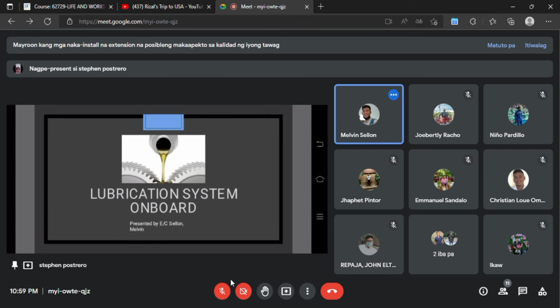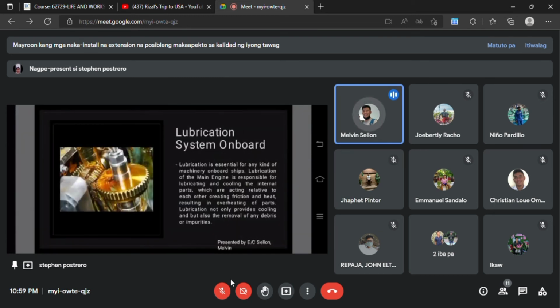Lubrication system on board. Lubrication is essential for any kind of machinery on board ship. Lubrication of the marine engine is for the purpose of lubricating and cooling the moving parts, which are acting relative to each other, creating friction and heat, resulting in overheating of parts. Lubrication not only provides cooling but also removal of any impurities.